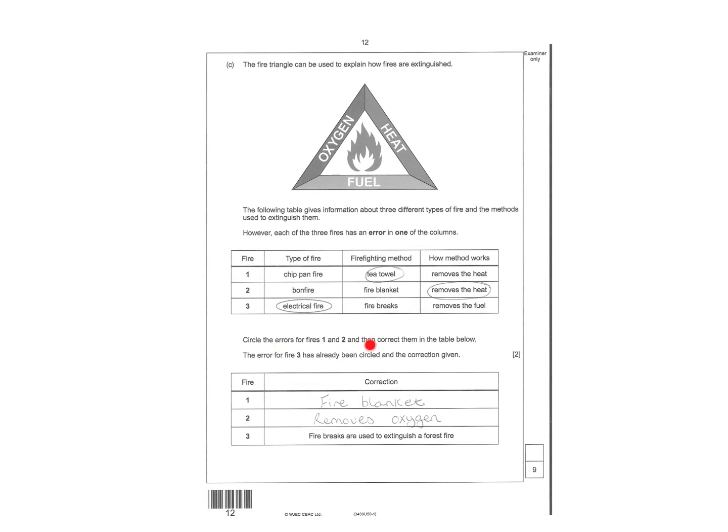Find the errors and then correct them. For a chip pan fire, I wouldn't use a tea towel. I would instead use a fire blanket because it isn't flammable, and it removes the heat. For a bonfire, a fire blanket doesn't remove heat, it removes the oxygen. And then they said electrical fire, fire breaks, removes the fuel.